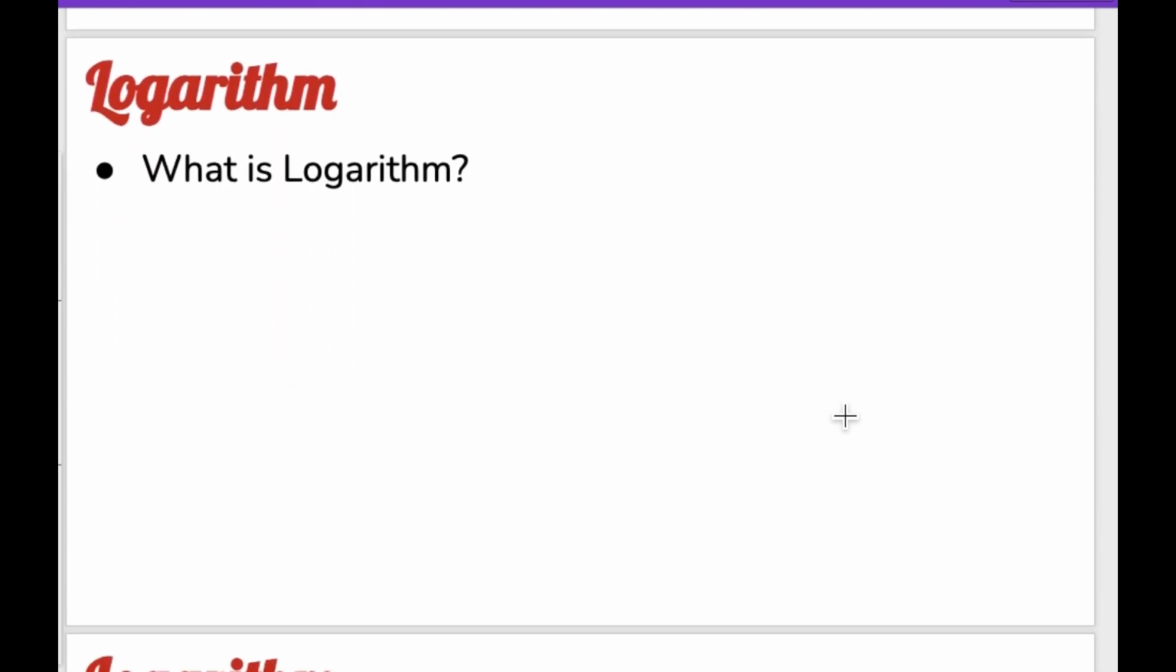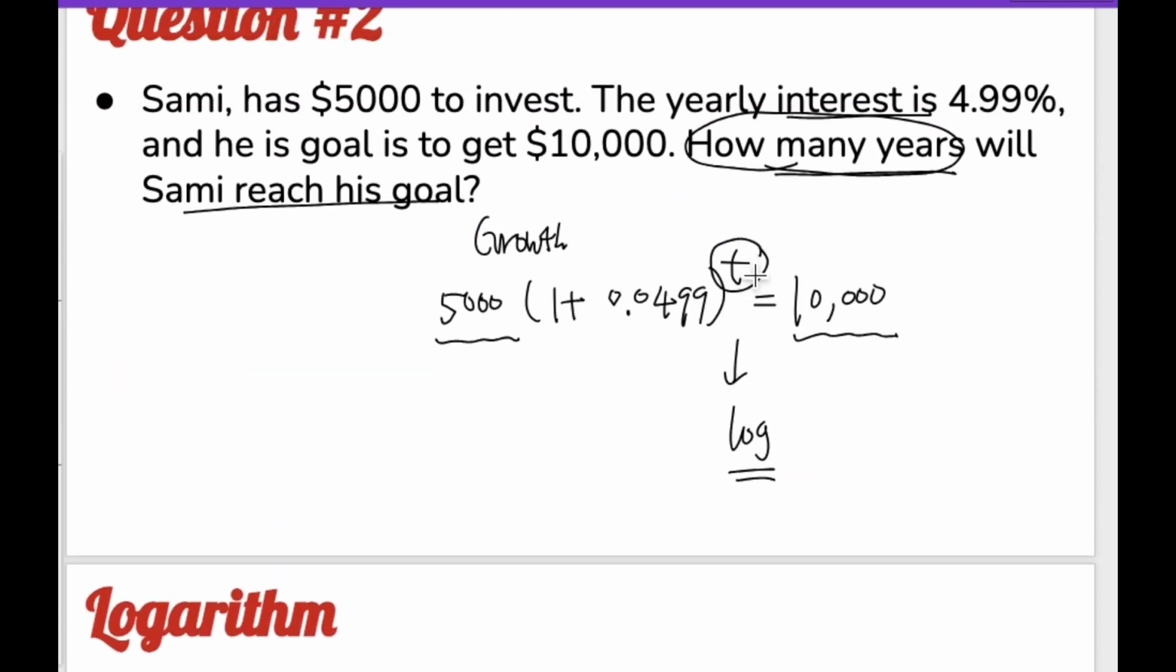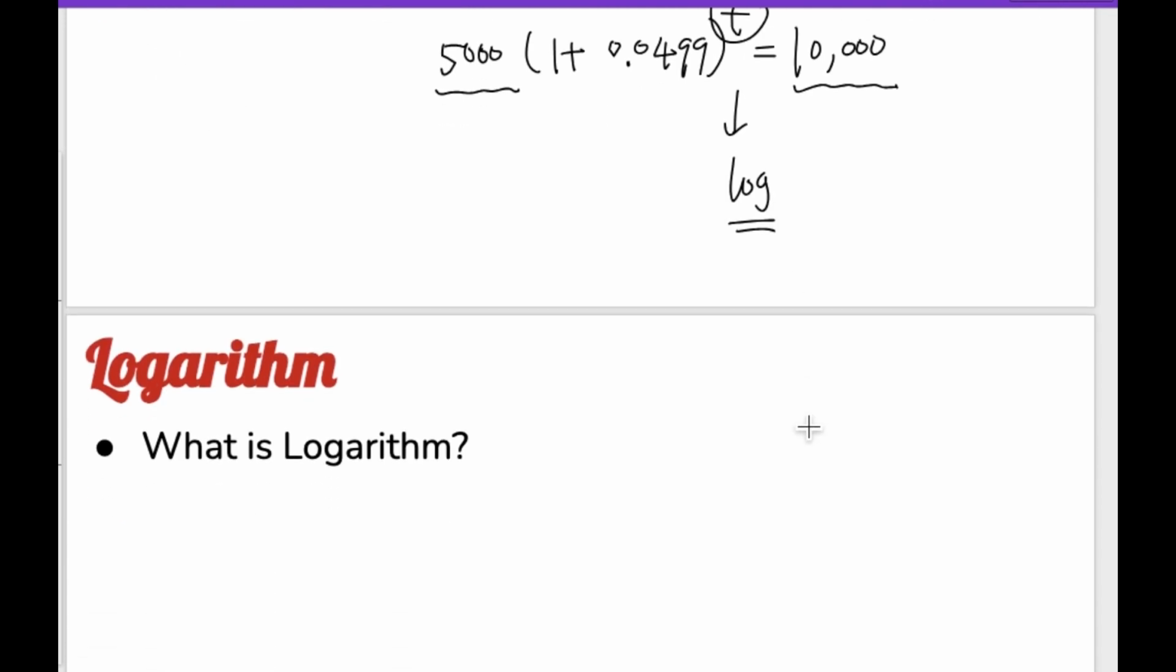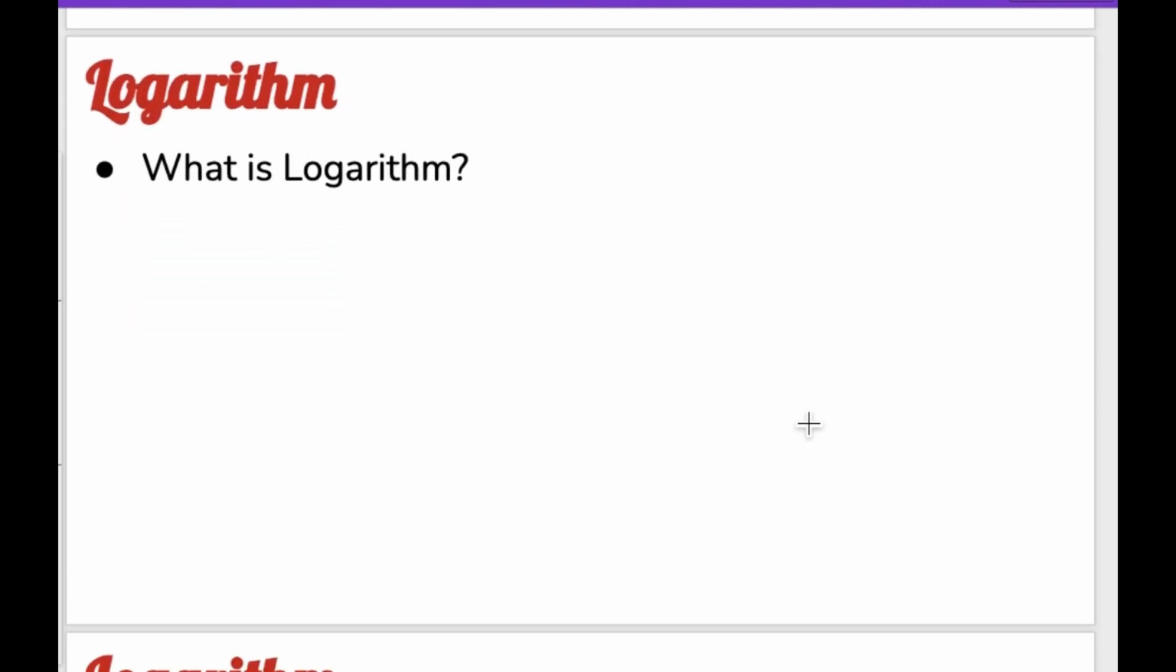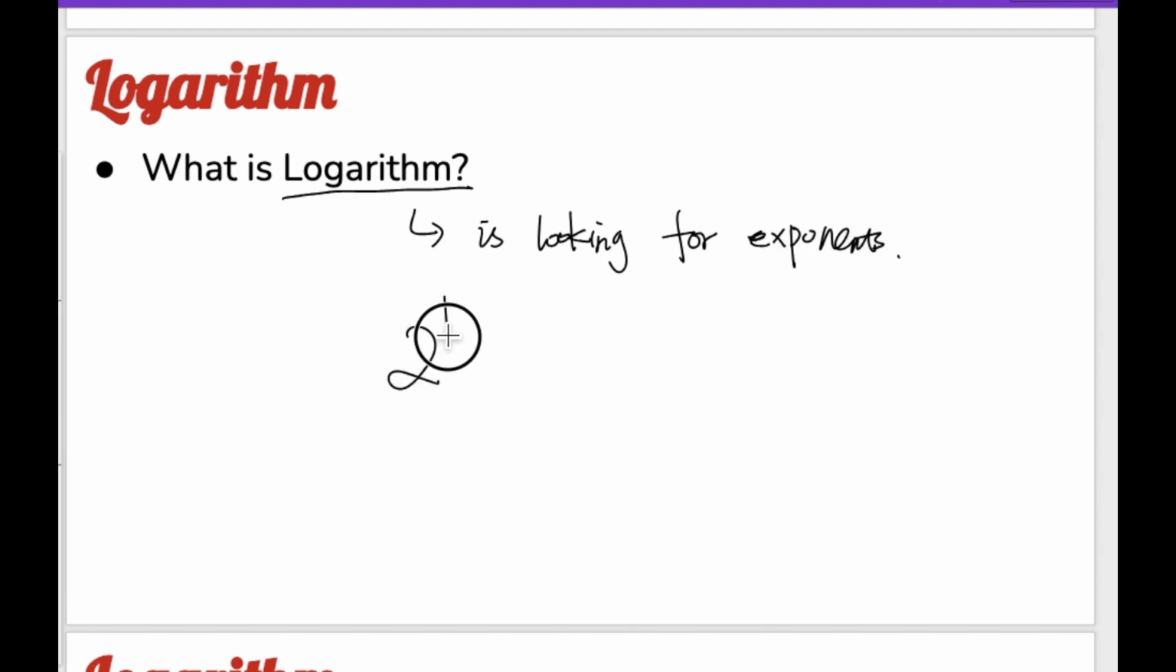Logarithm helps us find scenarios like this. It actually helps us find the value of an exponent. So we say logarithm is looking for exponents. What does that mean? For example, when we ask you 2 to what power is 8, then we know the answer is 3.